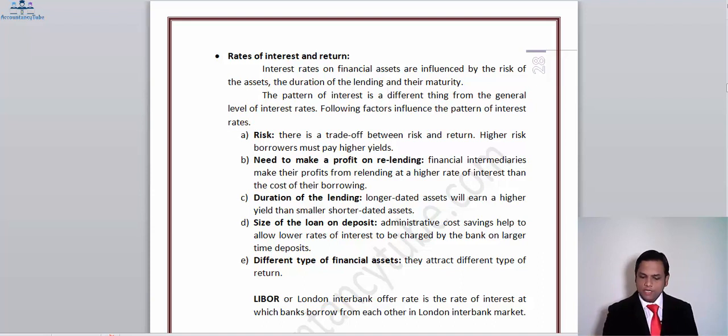Then we have got different types of financial assets. They attract different types of returns.